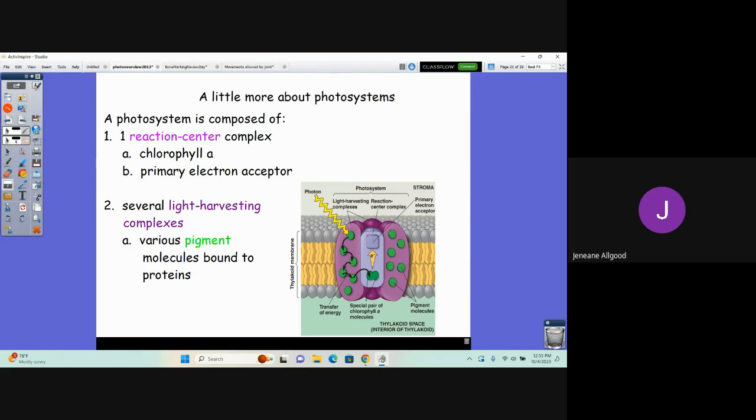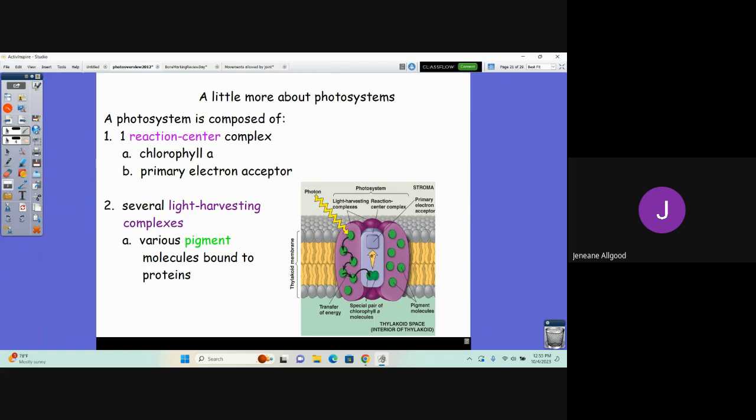So you don't have to understand everything about that today, but that will play a role in what we do tomorrow. So it would be helpful to understand that a photosystem is a collection of pigments, but that there's a reaction center in the middle, and that reaction center does have a pair of chlorophyll A molecules in it.